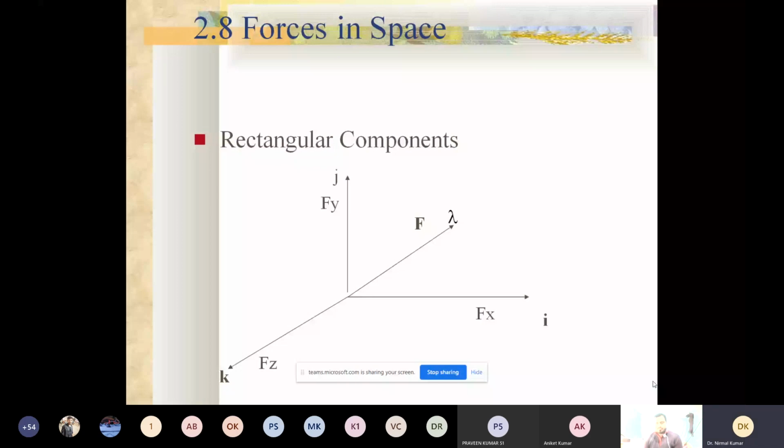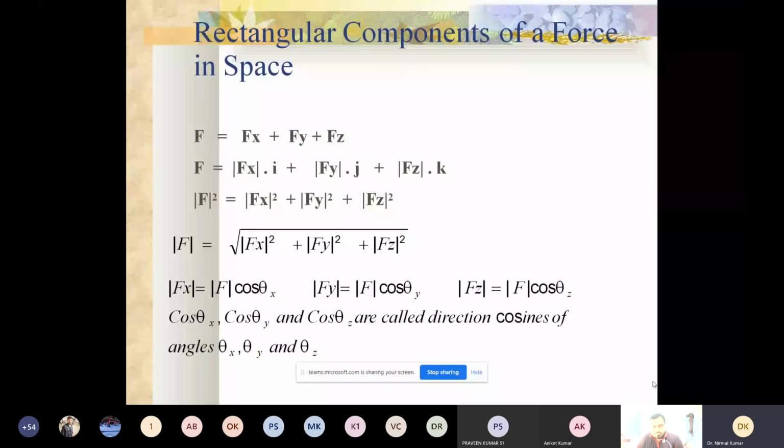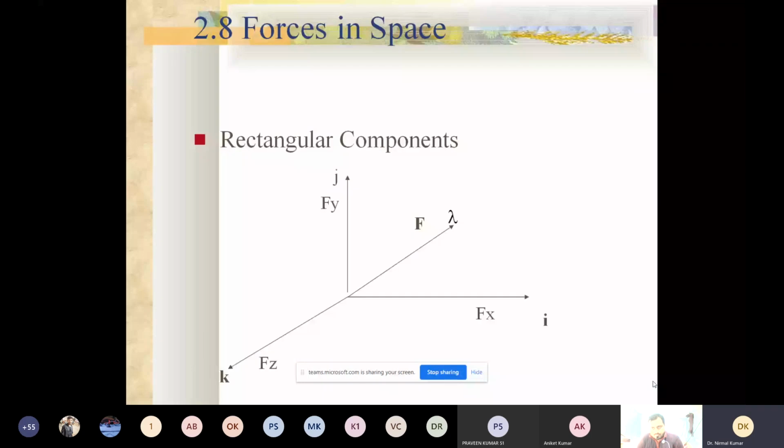And therefore the components of this F will be Fx, Fy, Fz, and this vector will be written as Fx i, Fy j, Fz k, and the magnitude of this resultant vector will be nothing but the square root of the sum of the squares of x, y and z. And Fx is nothing but F cos theta; Fy is nothing but, here the force F will make a direction cosine with x, y, z written as cos theta x, cos theta y, cos theta z.